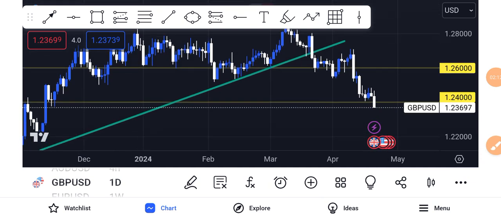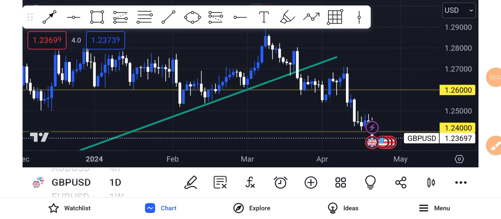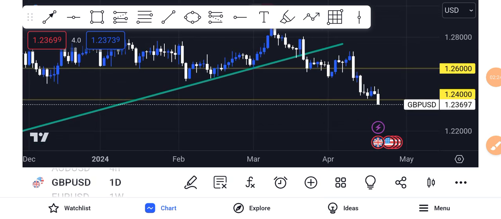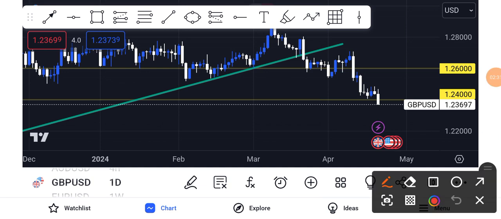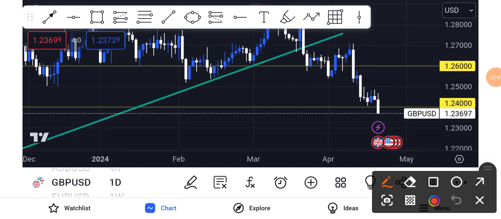So what are our expectations for the week? The market has done a significant crash all the way to 1.23697. So we should be expecting a little retracement to around 1.26000 or a little lower, 1.25 plus. This is what we should be expecting this week before the crash.